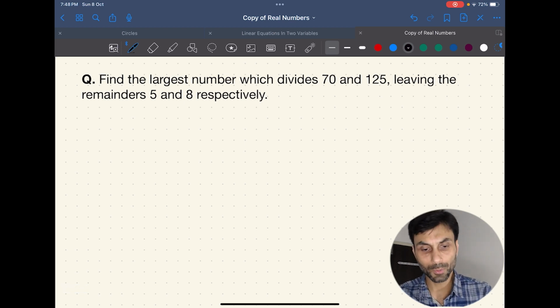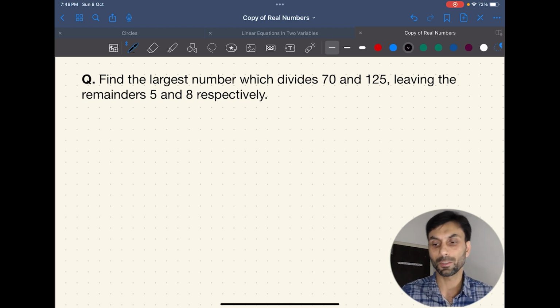Now, the next question we are going to solve is of another type, which says find the largest number which divides 70 and 125, leaving the remainders 5 and 8 respectively. That means we are looking for a number which divides 70 leaving remainder 5, and when you divide 125 by the same number, it leaves remainder 8, which means that number divides 70 minus 5 exactly, and also 125 minus 8 exactly.